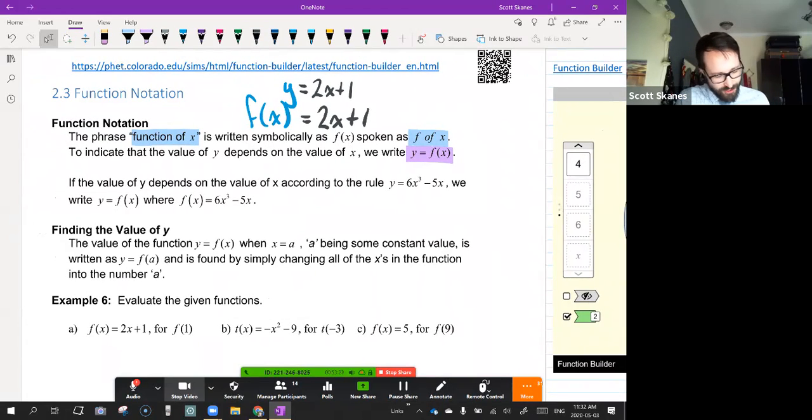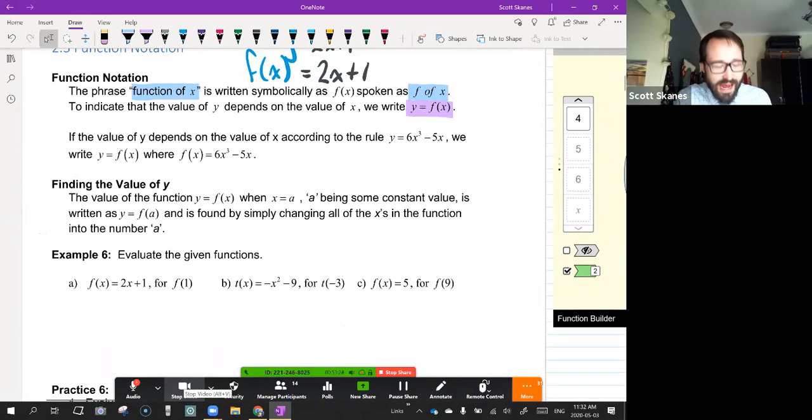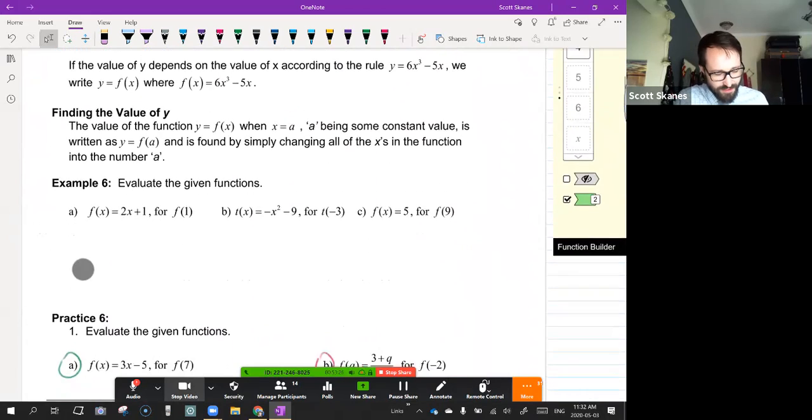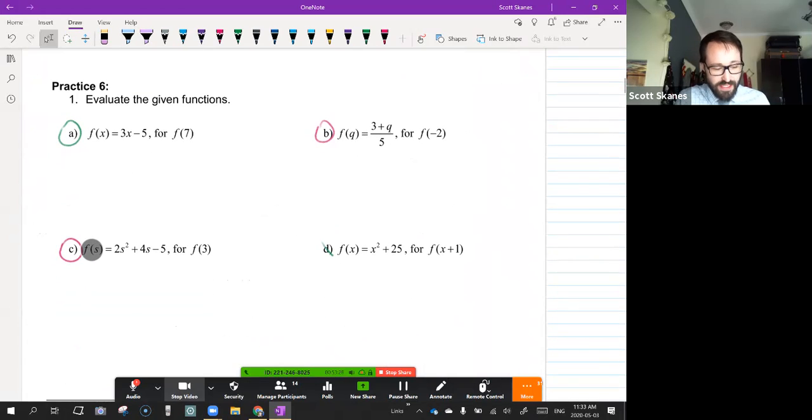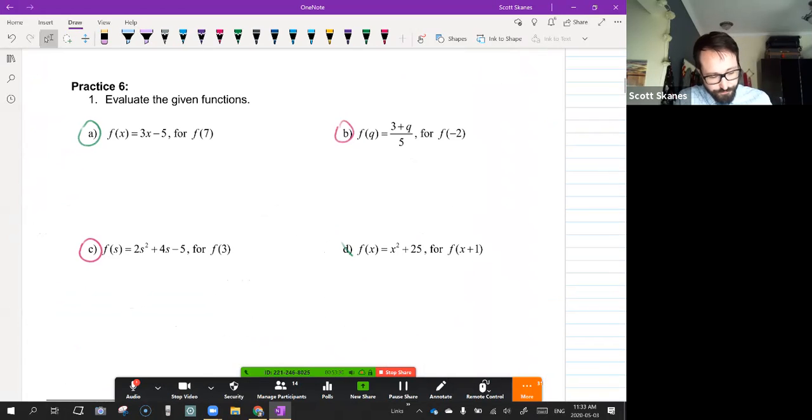Okay, long story short, how do we do the actual math? Well, Tom did example 6. I'll do some of these examples. Evaluate the given functions. Okay. This is our function, f of x, so it depends on x, is 3x minus 5. Okay, so this is all you do. You put 7 in for x. Every time you see x, make it a 7. And that is all you need to do.